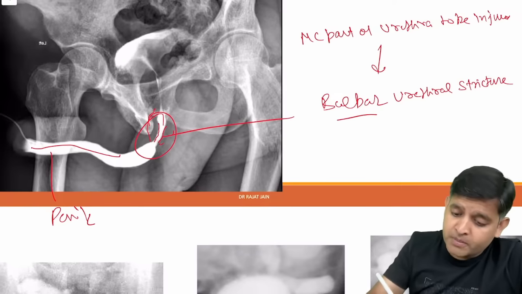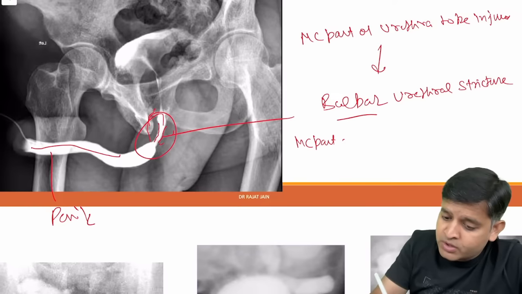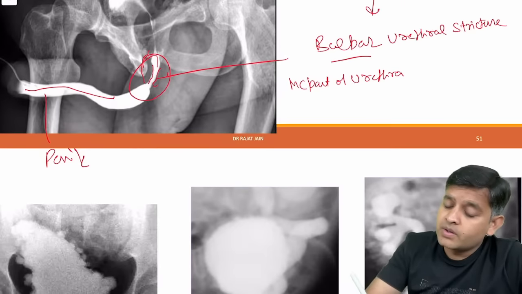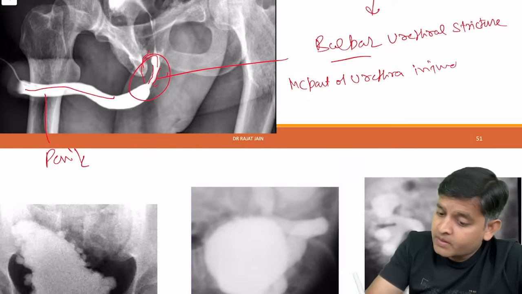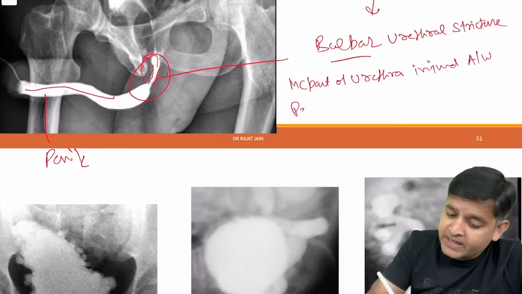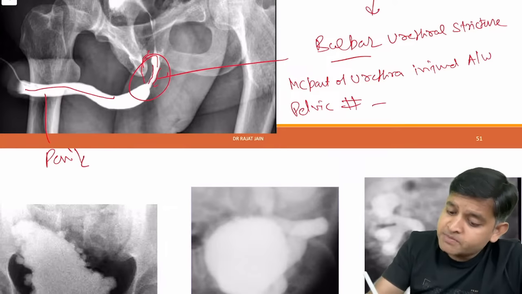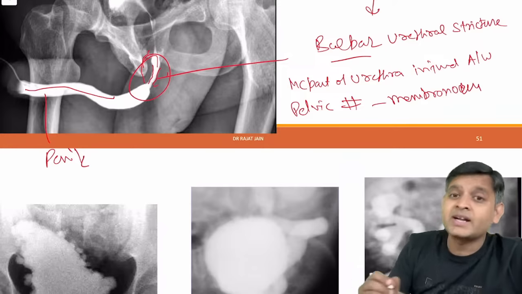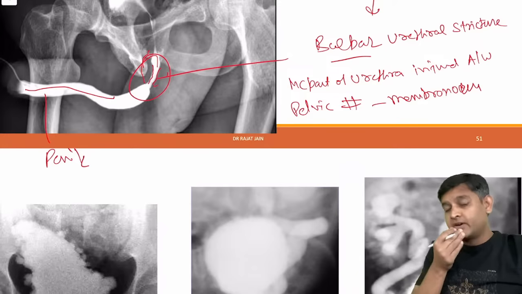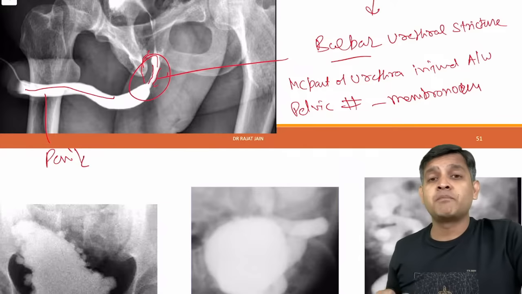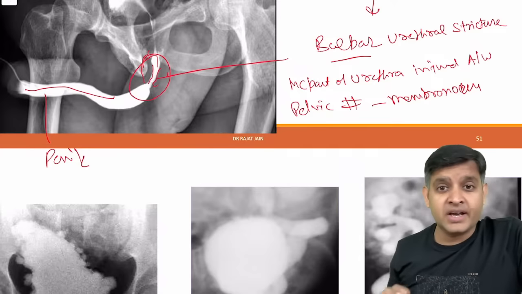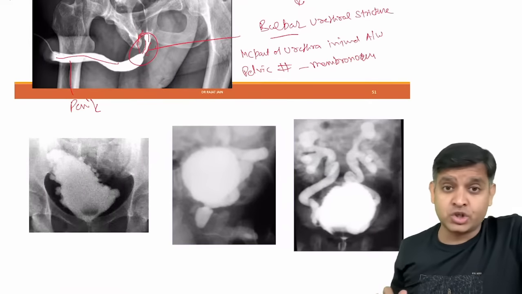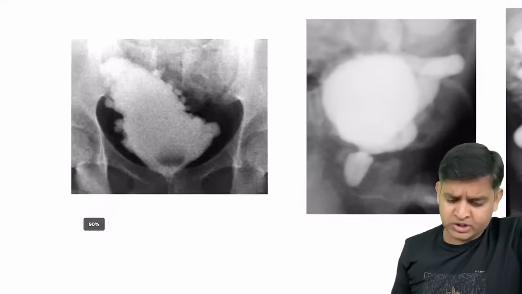But you also have to remember, the most common part of the urethra injured in association with pelvic fracture is the membranous urethra. That is, in the history, if RTA or pelvic fractures are given, then your answer will be membranous urethra. If a bicycle injury or a straddle injury is given, then your answer will be bulbar urethra. Okay, so that's an RGU showing bulbar urethral stricture.